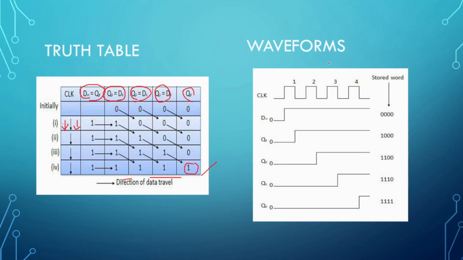This is the waveform of this stored output. First we get 0. So D in is 0, 1, 2, 3, 4, and you need to mention the wavelength. Afterwards 1, 0, 0, 0. This is the Q1 value, Q2 value and Q3 value. Afterwards the final output is stored as 1, 1, 1, 1.